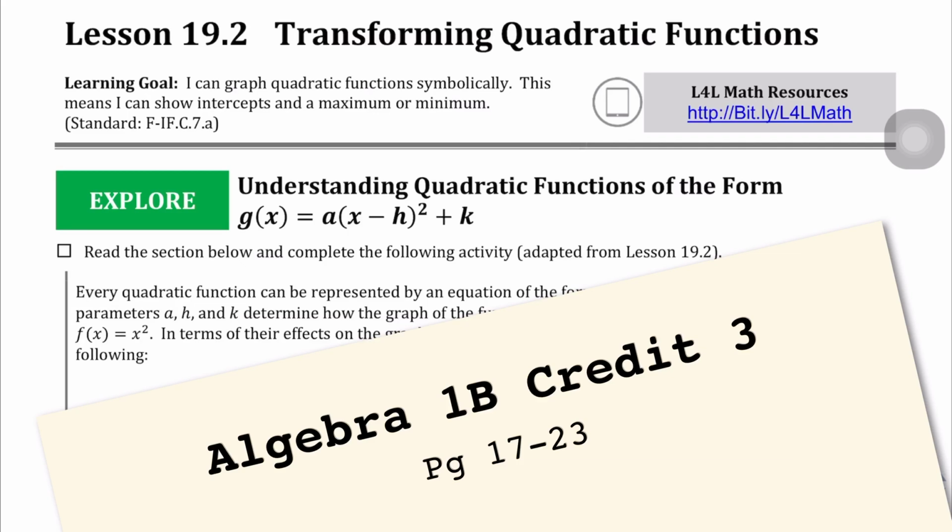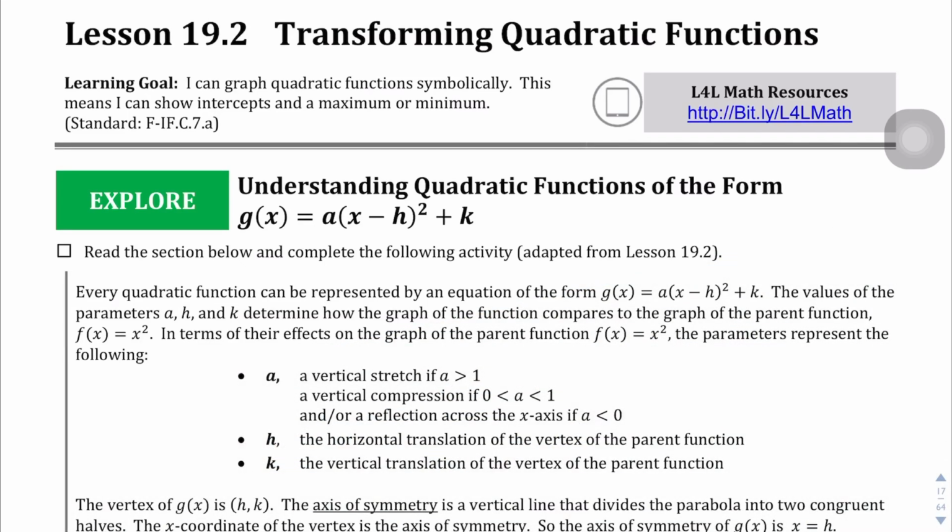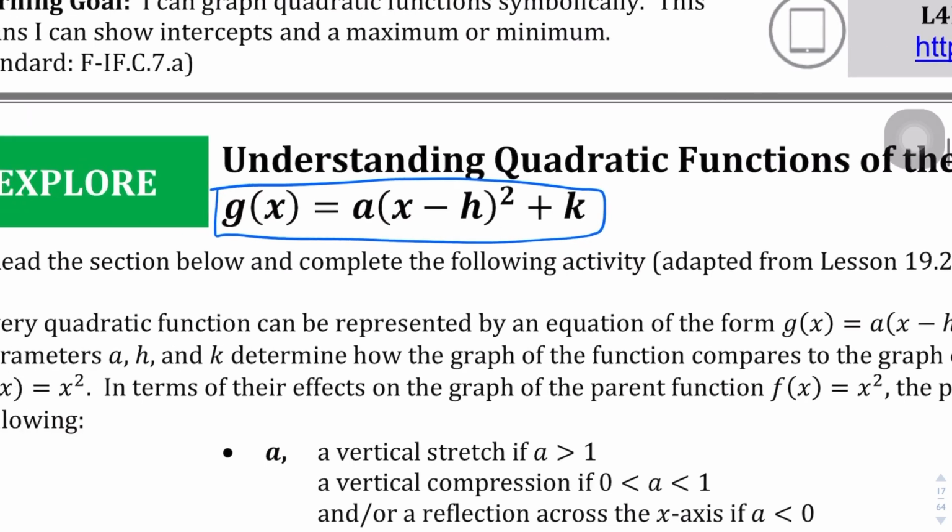We're on page 17, lesson 19.2. We're talking about transforming quadratic functions. Normally I don't go too in-depth into the explore sections, but I think it's worth talking about this time because for this part of this credit, we're going to be introduced to something called the vertex form.